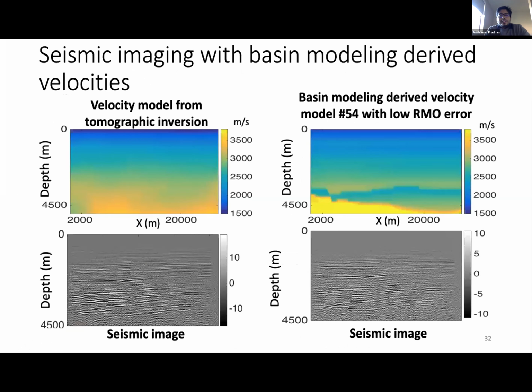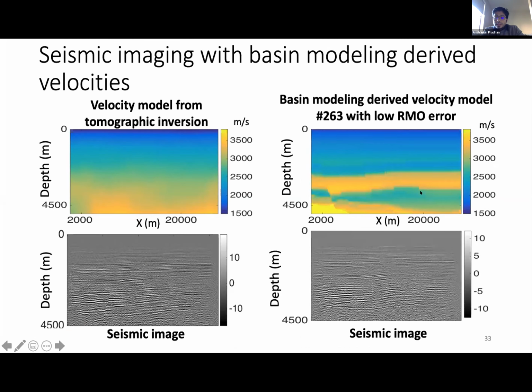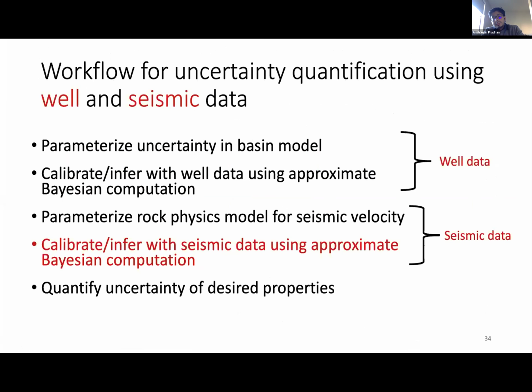Okay, so finally, what I'll show is how we can generate multiple models which capture the uncertainty. Here I'm showing the velocity model from tomographic inversion and the corresponding seismic image on the bottom. This is one of our basin models which matched our data very well. Basin model, velocity model, and then this is the corresponding seismic image, and this is another one. And you can see that if I flip between them, the reflectors shift around, but all of these match the data very well in terms of travel times. So this is also a possible basin model, and that's how you capture the uncertainty as constrained by seismic data.